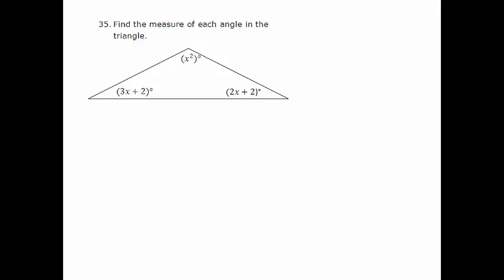For number 35, we're told to find the measure of each angle in the triangle. So using the triangle sum theorem, I know that all 3 angles of a triangle add up to equal 180. So I'm going to write an expression that adds all of those and set that equal to 180. If I can solve for x, then I can figure out the measure of all of those angles. So I'm going to simplify by combining like terms.